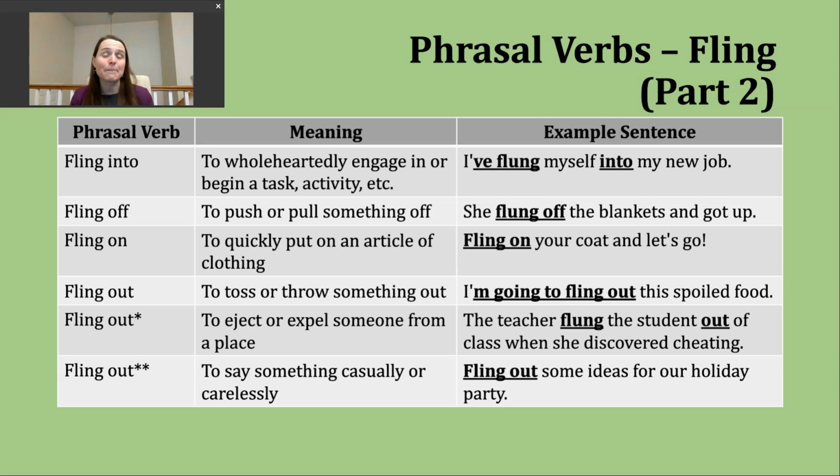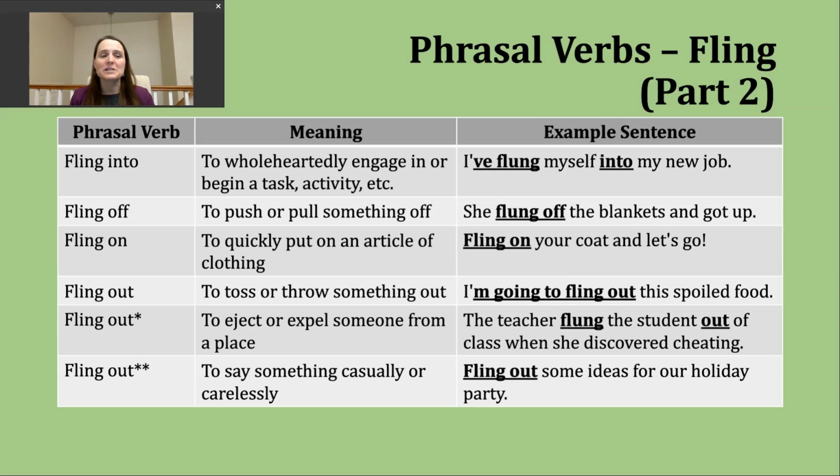This sentence is an example of the present perfect. The next phrasal verb we'll discuss is to fling off. This can mean that we're pushing or pulling something off of ourselves or off another person. An example of this might be, "She flung off the blankets and got up." Right? So maybe we can picture someone forcefully throwing their covers, their blankets off as they begin their day. That's another simple past tense sentence.